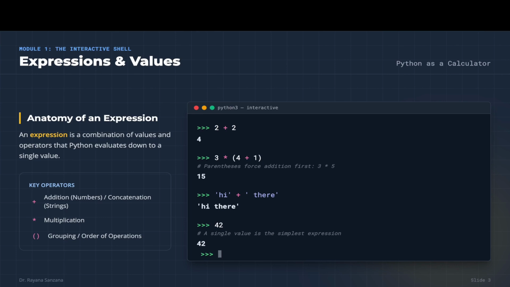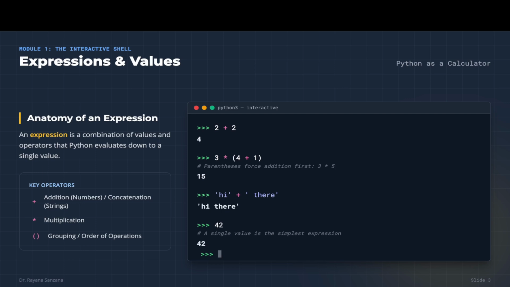The most basic instruction you can give Python is an expression. Think of an expression like a math problem that needs to be solved. 2 plus 2. Python evaluates this using the plus operator and gives us 4. Then 3 multiplied with, in brackets, 4 plus 1. Just like in math, parentheses control the order. 4 plus 1 is 5, then times 3 is 15.